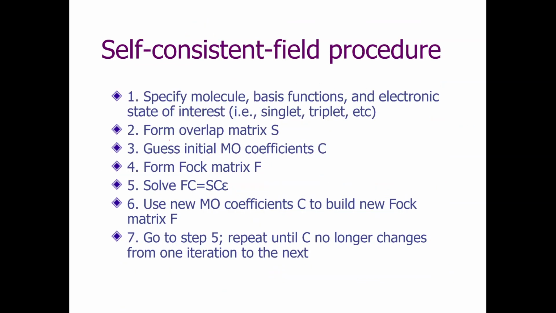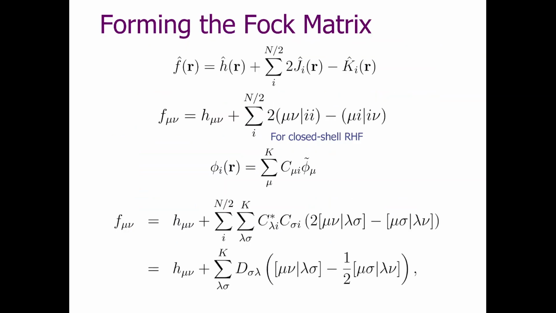Now this is a procedure: specify the molecule in the Born-Oppenheimer approximation, from the overlap matrix guess the initial matrix. There are various initial guesses that you can use. Then you form the Fock matrix, you solve FC is equal to SC epsilon, and from the MO coefficients you form the new Fock matrix, and again you check the convergence. I think this is also being discussed.